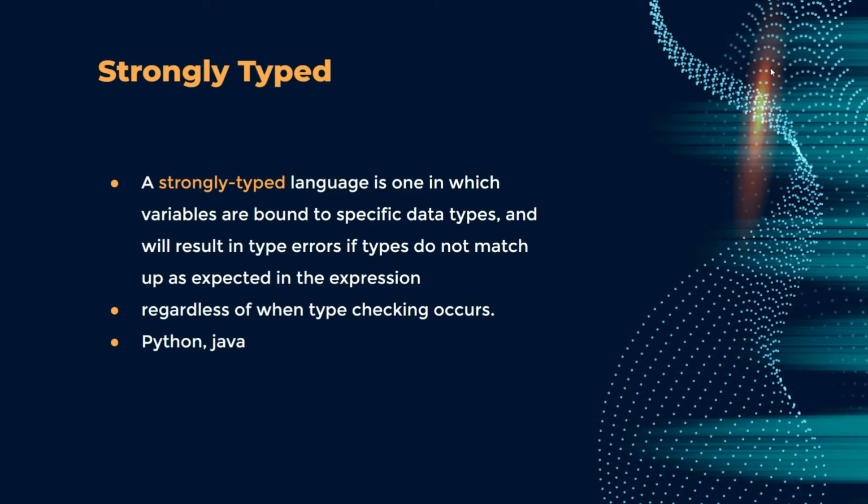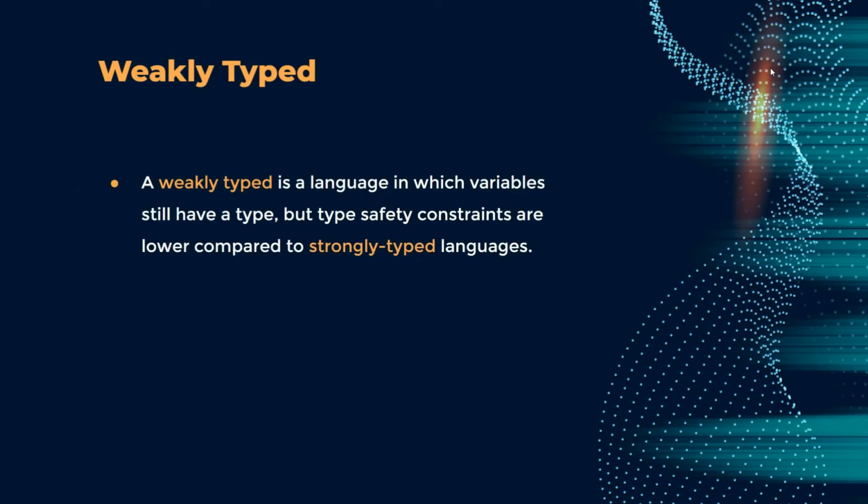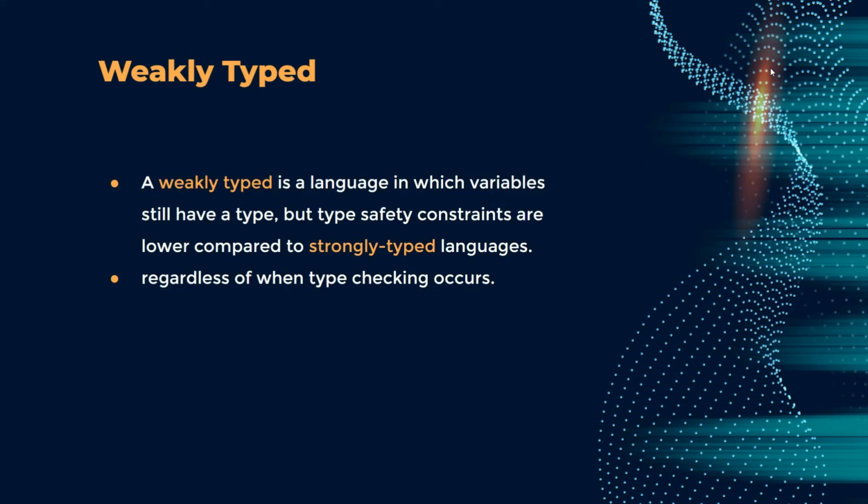Weakly typed languages are exactly the opposite of strongly typed languages. That is, in weakly typed languages, variables are not so strongly bound to the data types. In weakly typed languages, variables do have a type, but the safety constraints are much lower when compared to strongly typed languages. This is applicable for both statically and dynamically typed languages. And examples of weakly typed languages are PHP and JavaScript.